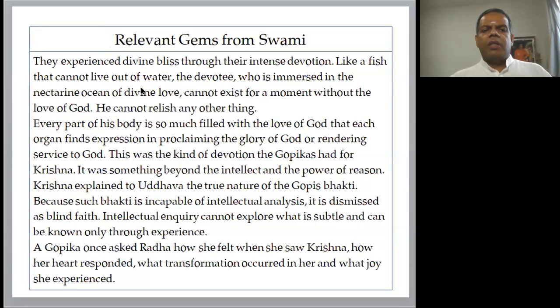Like a fish that cannot live out of water, the devotee who is immersed in the nectarine ocean of divine love cannot exist for a moment without the love of God. He cannot relish any other thing. Every part of his body is so much filled with the love of God that each organ finds expression in proclaiming the glory of God or rendering service to God. This was the kind of devotion the Gopikas had for Krishna. It was something beyond the intellect and the power of reason.